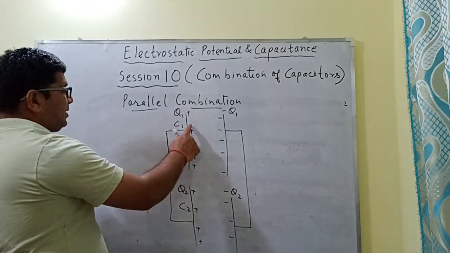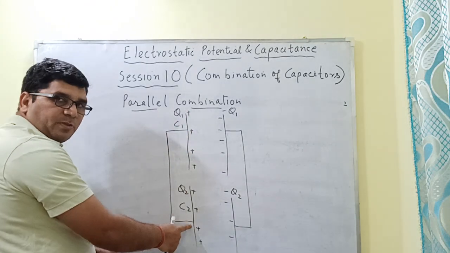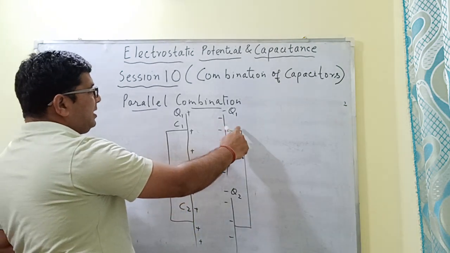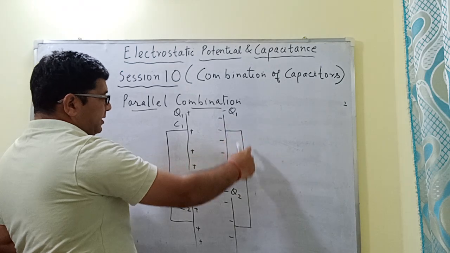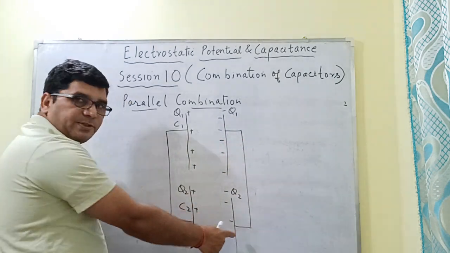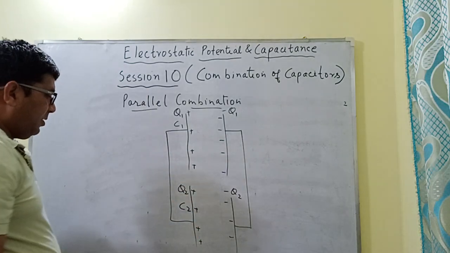ठीक है, इस कैपेसिटर का आप देखेंगे यहाँ पे कि this terminal is connected to this terminal of this capacitor, और ये जो terminal है इसका ये this is connected to the other terminal of this capacitor. So ये आपके जो ये this is called the parallel combination.